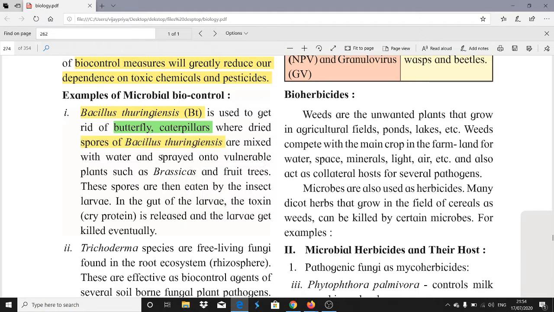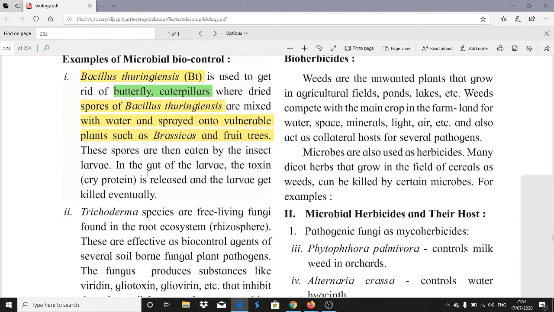In the next step, all these spores are mixed with water and spread onto the vulnerable plants such as brassicas and fruit trees. So all that water is sprayed on those plants or trees. These spores, which are sprayed on the trees or on the plants, get eaten by the insect larvae.